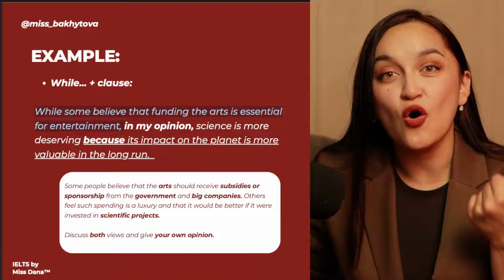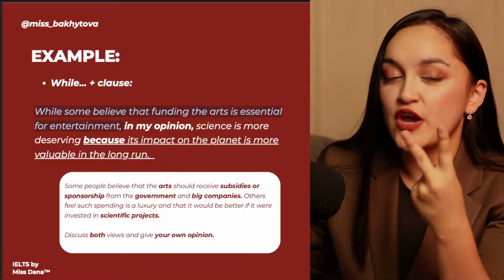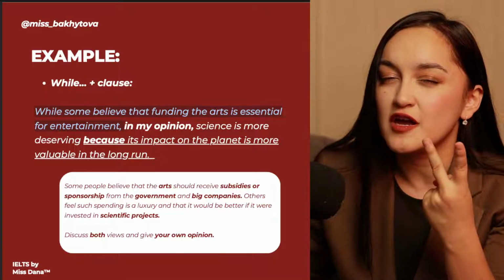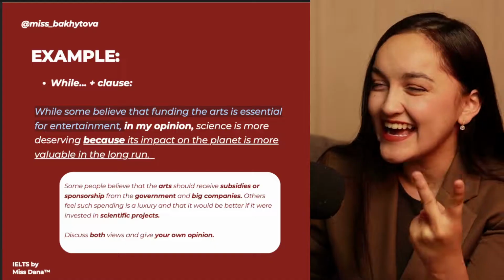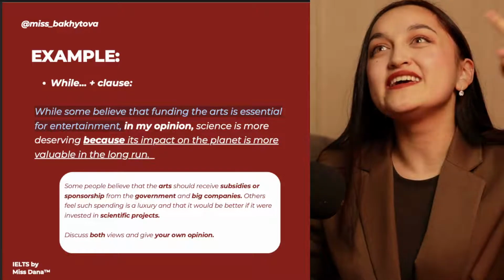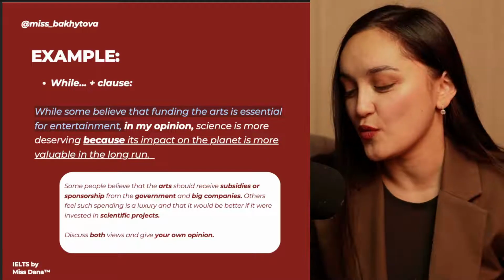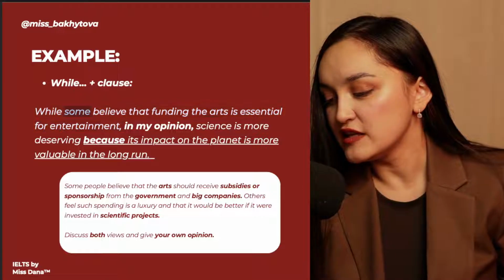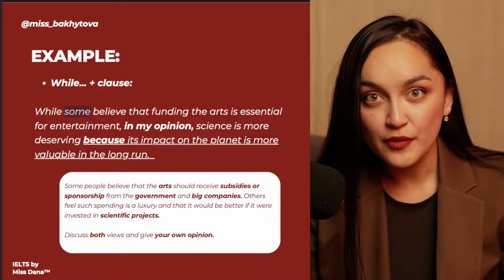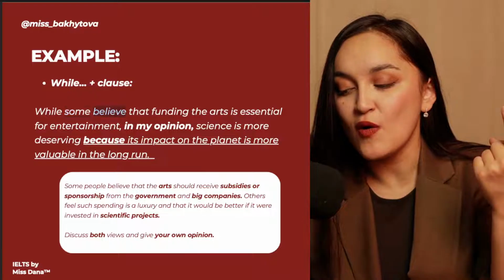Because "while" and "although" can be used only when you have two clauses, when you have two subjects and two verbs. Please remember this. I'm going to say it again. With "while" and "although," you're going to need not one, but two subjects and two verbs. This is how they work, okay? So subject number one is "some." Who is doing the action? Some. Verb number one is "believe."